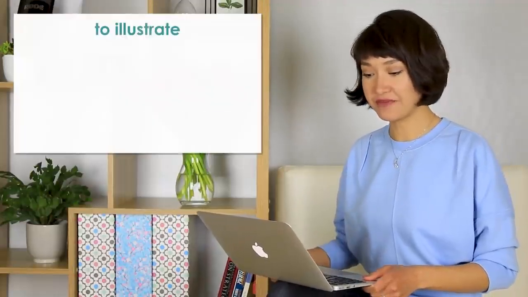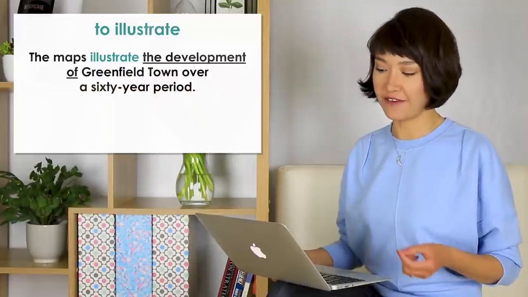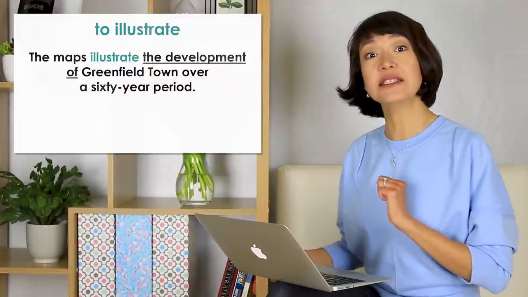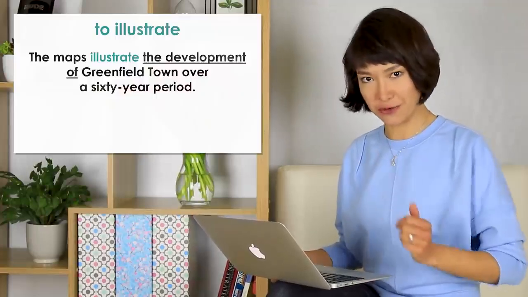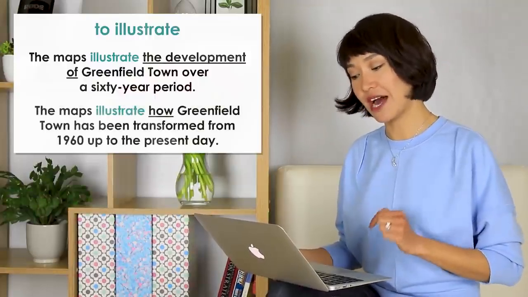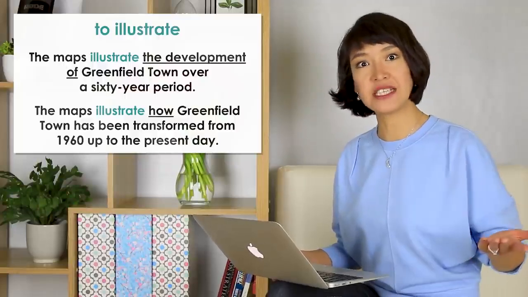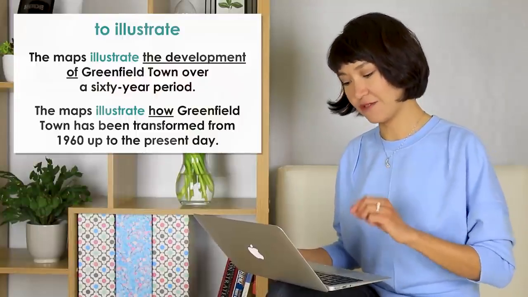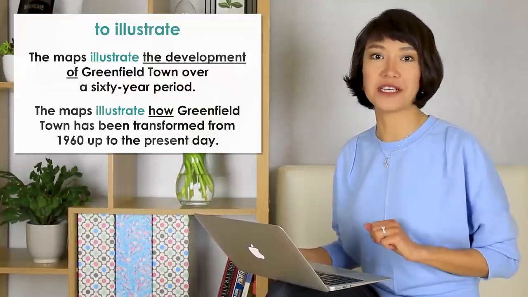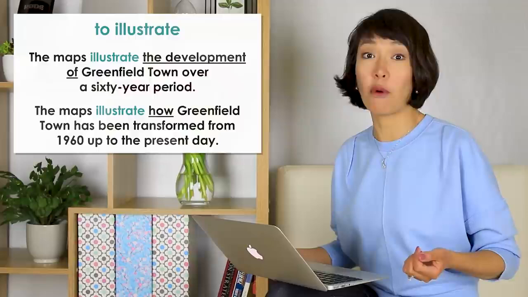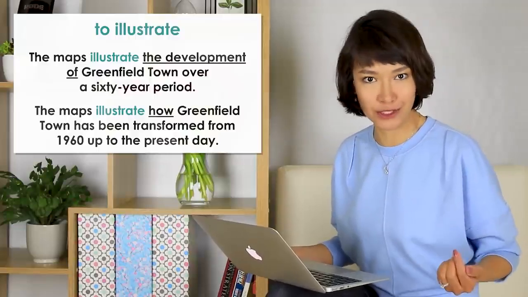Okay, the first verb is to illustrate. The maps illustrate the development of Greenfield Town over a 60-year period. If this sentence sounds too similar to the question, you could say, the maps illustrate how Greenfield Town has been transformed from 1960 up to the present day. And has been transformed is the present perfect passive. Someone has transformed the city, or the city has been transformed.